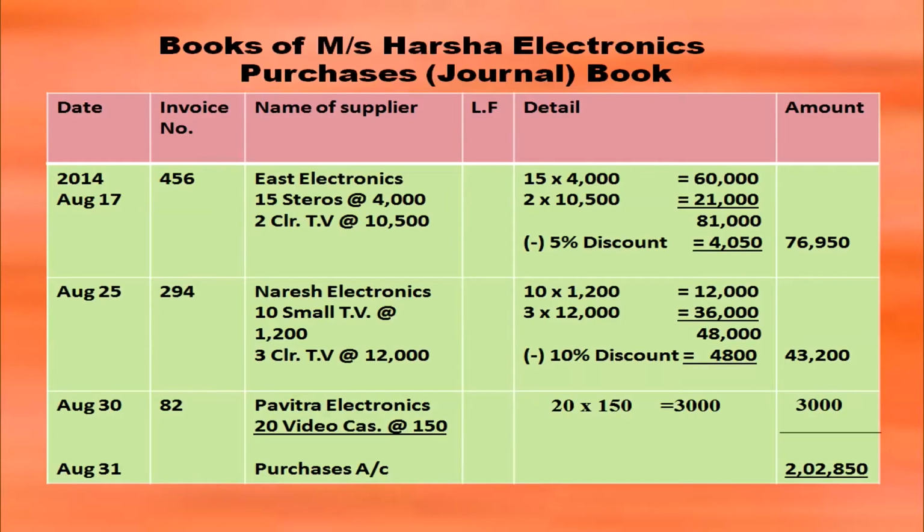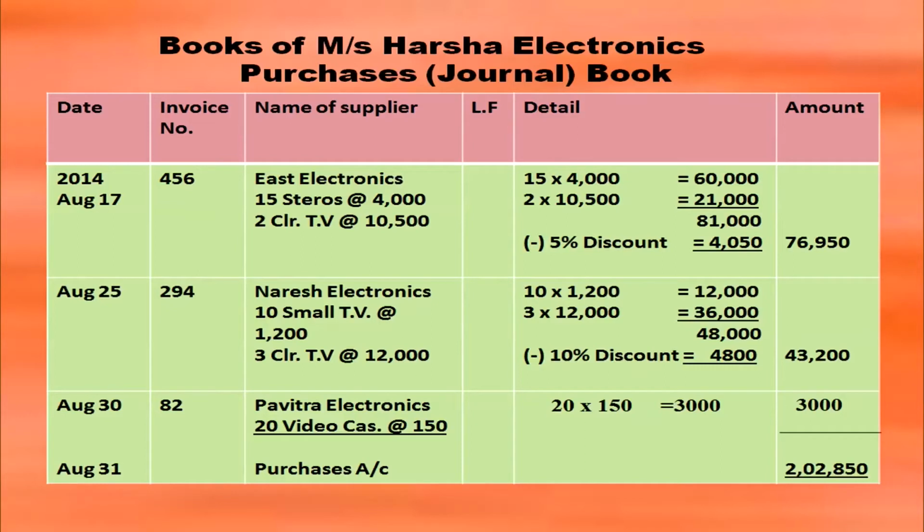2014, August 17, East Electronics, 15 stereos at rupees 4,000, in the name of the supplier column, and what they have purchased, that also will be written in that column. Its calculation in the details column. So, 15 into 4,000, that will come to 60,000. 2 color TV at rupees 10,500, 2 into 10,500, 21,000. So, total purchases from East Electronics came to rupees 81,000.